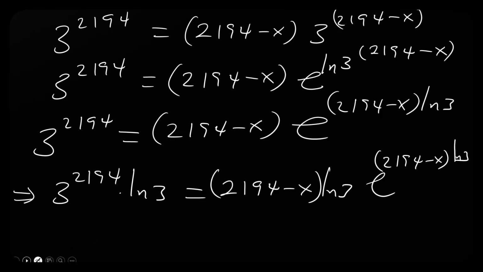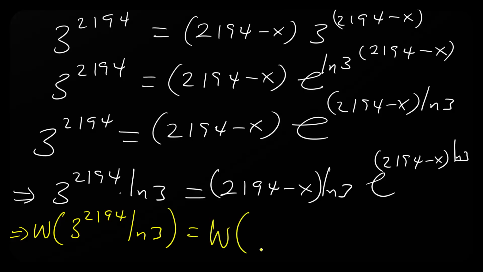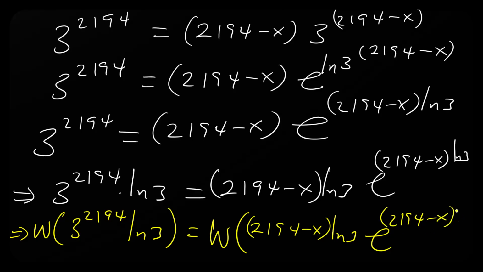Okay, now the next thing is to take the Lambert W function. Since this one is equal to that, let's go ahead and take the W function of that. So 3 raised to 2194 ln of 3, and we have the W function of everything here: 2194 minus x ln of 3, 2194 minus x ln of 3. So close that.